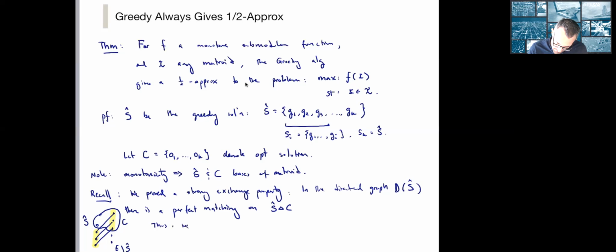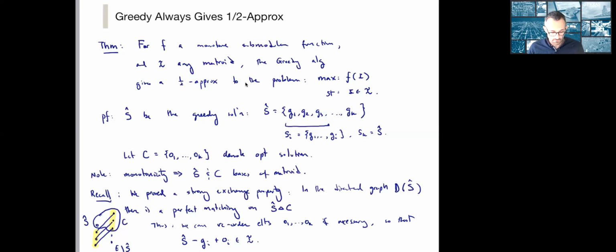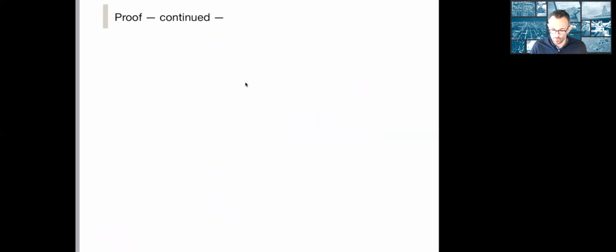thus we can reorder the elements from O1 up to Ok if necessary, so that if I start with my optimal greedy solution and I subtract any element gi, then I can add the corresponding element oi and still be an independent set. Okay, so this is what we've got.